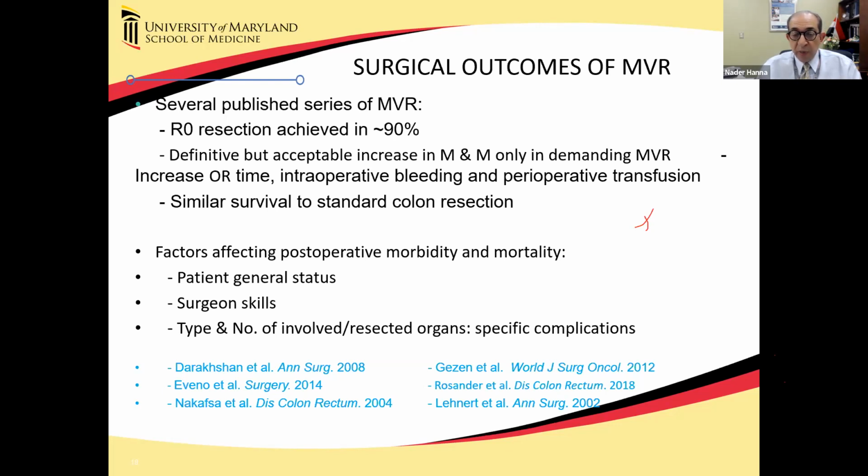And of course, as you expect, the type and number of involved resected organs can lead to specific complications. For example, if you do total cystectomy with ileal conduit or ureteral reconstruction or implantation, and of course, the most serious one by far would be a combined colon resection as well as a Whipple procedure. But nevertheless, the data seems to support that if you can do it and you can do it right, you should do it.